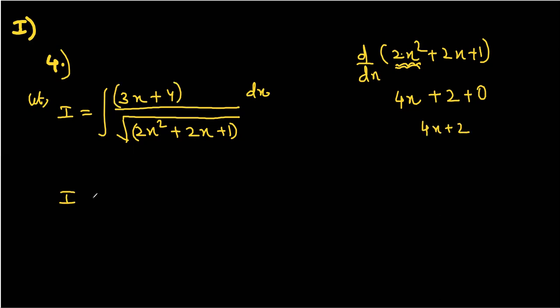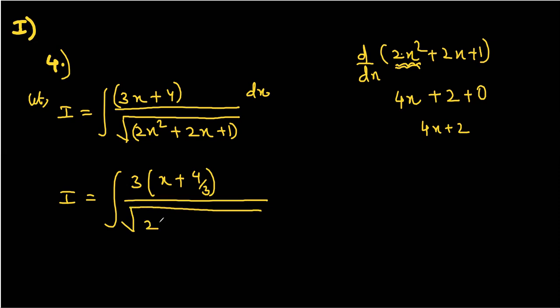I write here I equals, I take 3 out, 3 is common, so I get x plus 4 by 3, and the denominator is absolutely unchanged, nothing you change in the denominator, 2x square plus 2x plus 1. But now since you want 4x plus 2, here you will divide by 4 and multiply by 4.